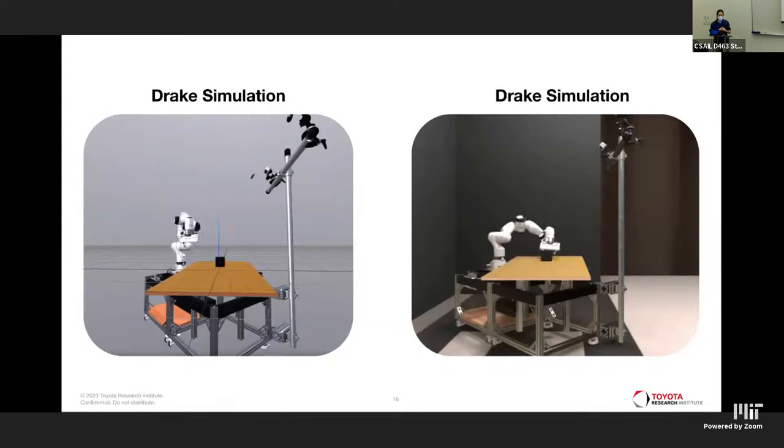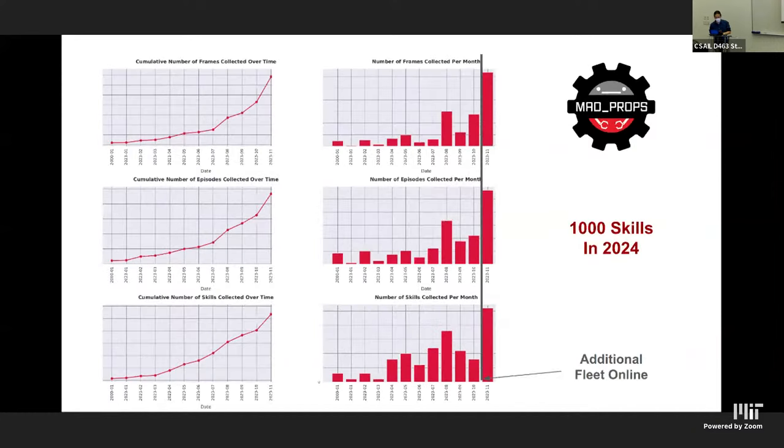And because we're doing a lot of learned policy work nowadays, rendering quality has been a question that we just keep getting asked over and over and over. So on the right, this is Drake simulation, but rendered through Blender, just to give you a sense of what is possible in terms of rendering quality for Drake.